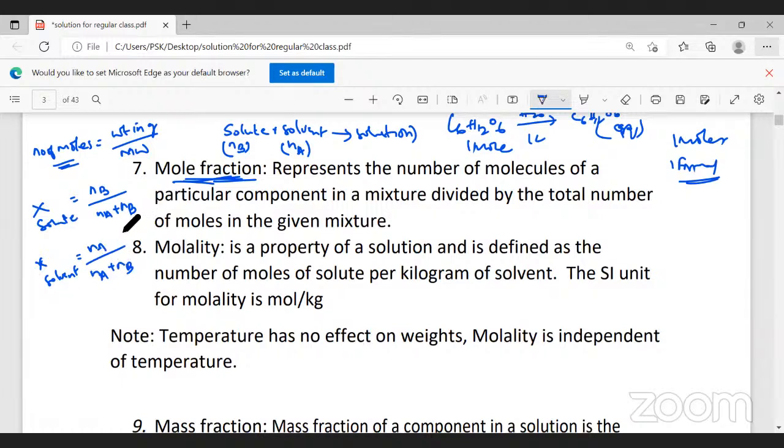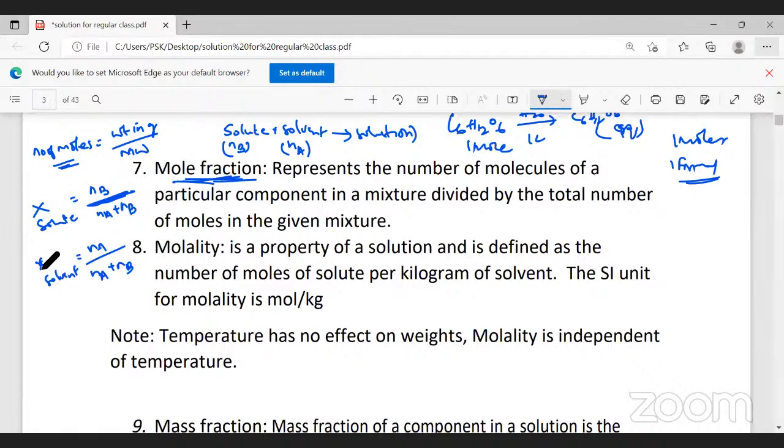What is mole fraction now? It's defined as the ratio of the number of moles of a particular component divided by the total number of moles. That's called mole fraction. So if I'm talking with respect to solute, you have to take the number of moles of solute divided by the total number of moles of solute plus the number of moles of solvent.